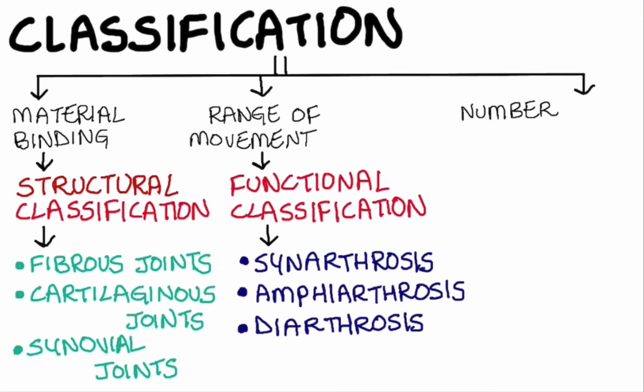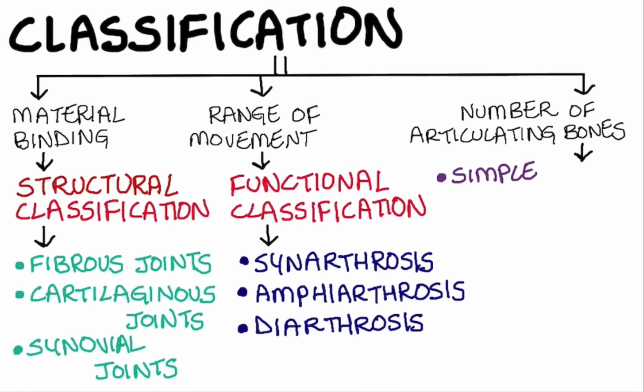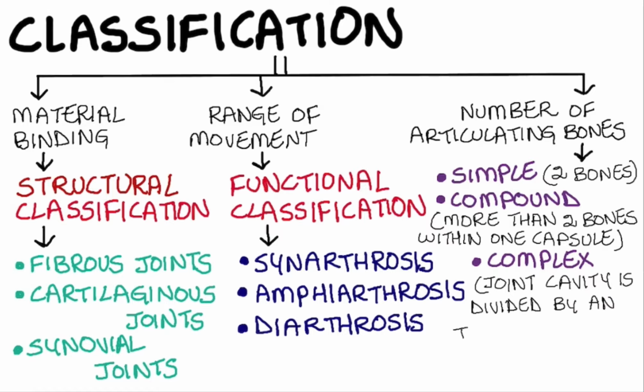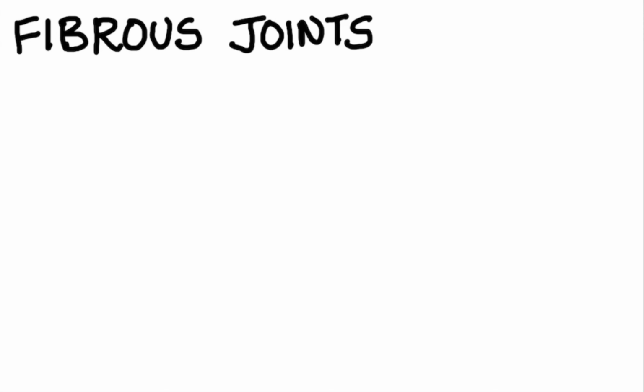According to the number of articulating bones, they can be simple joint when only two bones articulate, compound joint when more than two bones articulate within one capsule, and complex joint when the joint capsule is divided by an intra-articular disc. So, in this video, we will discuss the structural classification of joints in detail, starting with the fibrous joints.